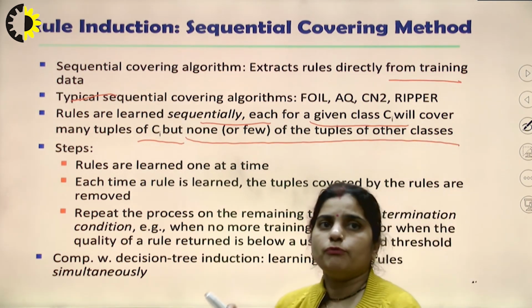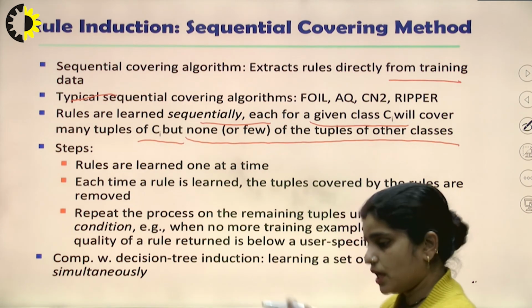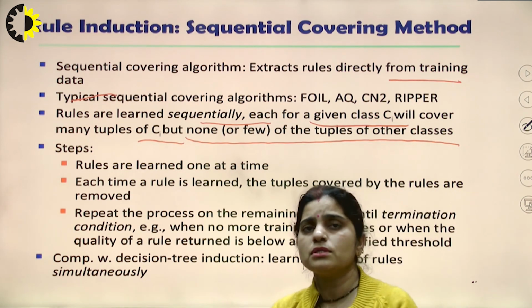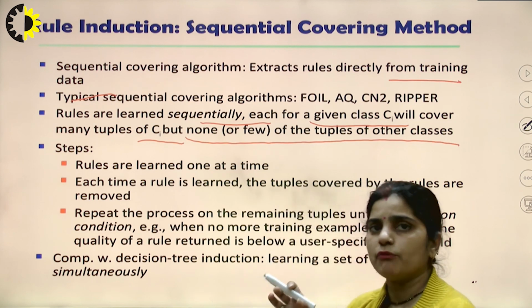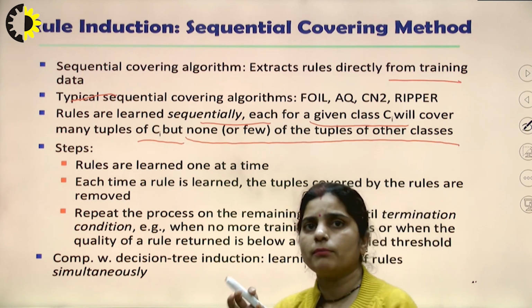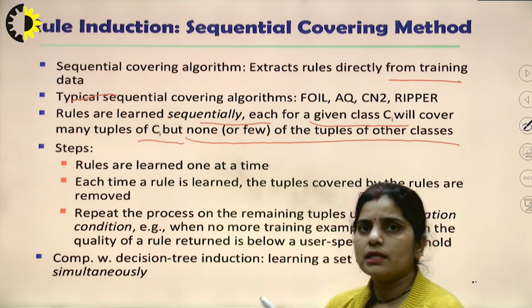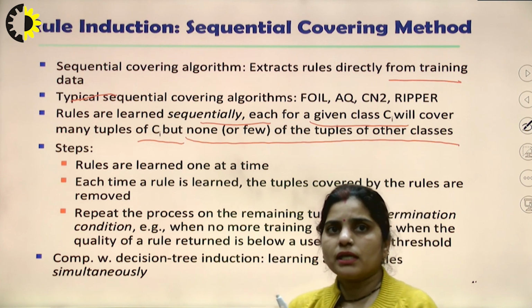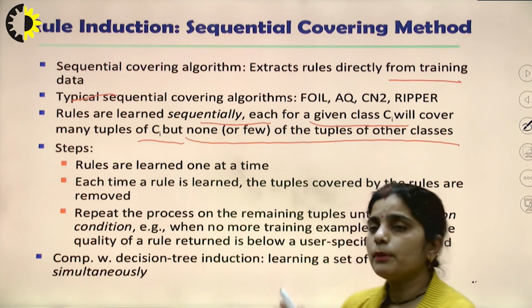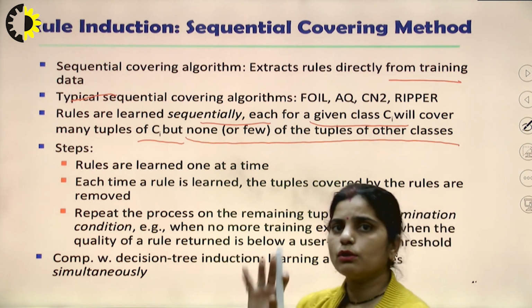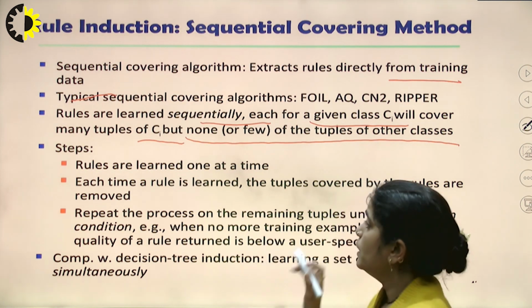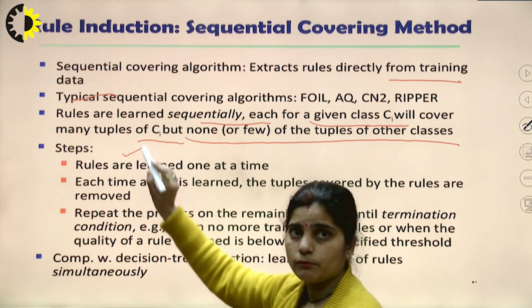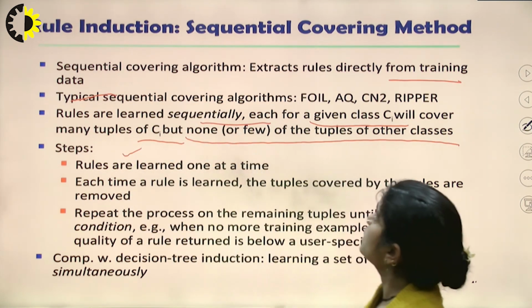This means if you are going to learn or design a rule using the sequential covering method, for a given class, the rule will cover the tuples of only that class, not of another class. What are the steps in the sequential covering method?